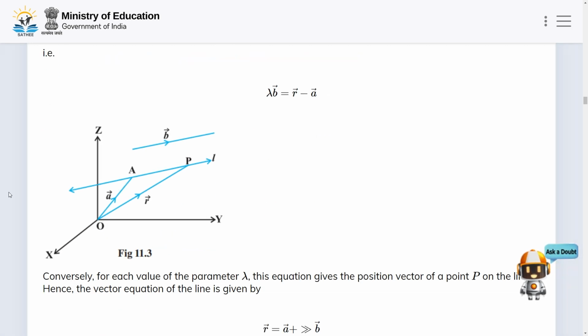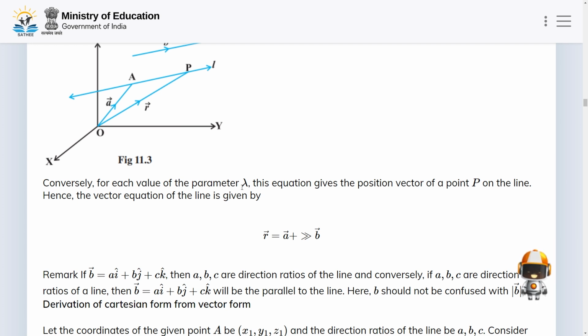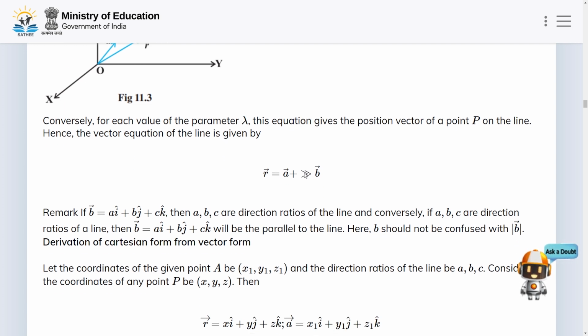You can see all of that information in this figure. OA represents the position vector, which is represented by small a. Small r represents the position vector of point P. This line L represents the line passing through A and P, and this small b vector is parallel to that. Conversely, for the parameter lambda, this equation gives the position vector of a point P on the line. Hence the vector equation of the line is given by r vector equals a vector plus lambda b vector. Sorry for this.